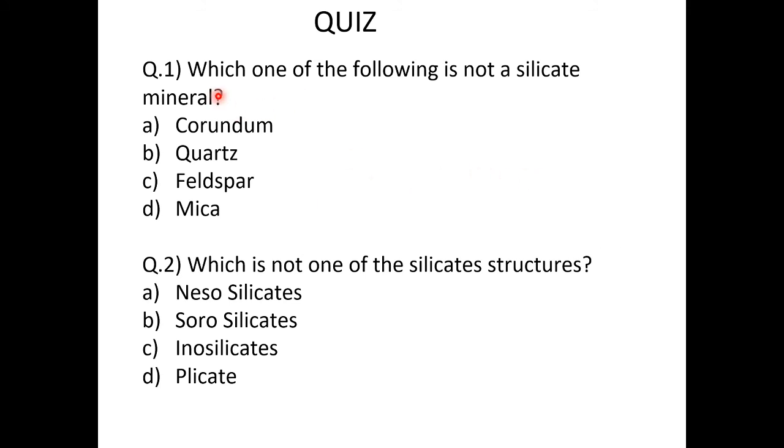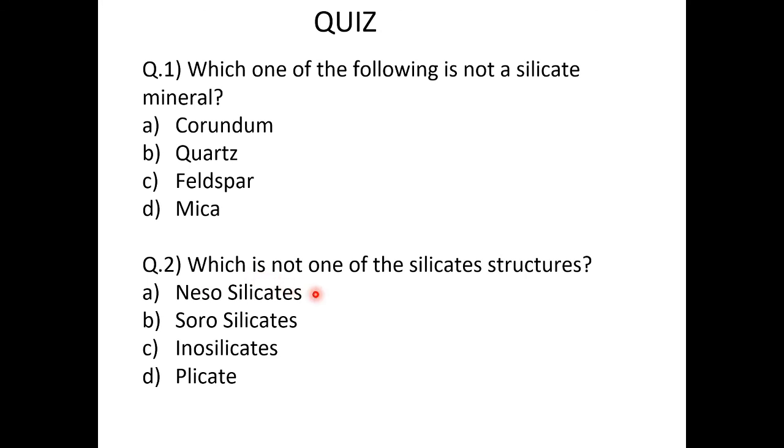So the first question is, which one of the following is not a silicate mineral? I have given so many examples within the types of silicate structures. One of them is not a silicate, and is a different type of mineral, which can be any oxide, sulfide, sulfate, or carbonate, but other than silicate. So you need to find out that one mineral out of these four choices.